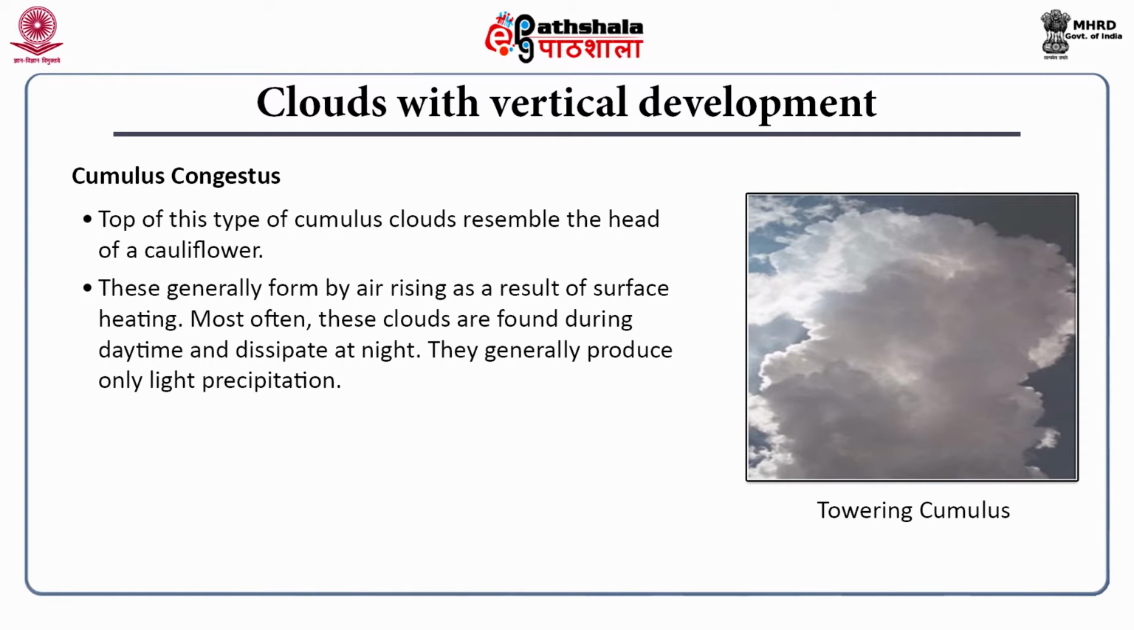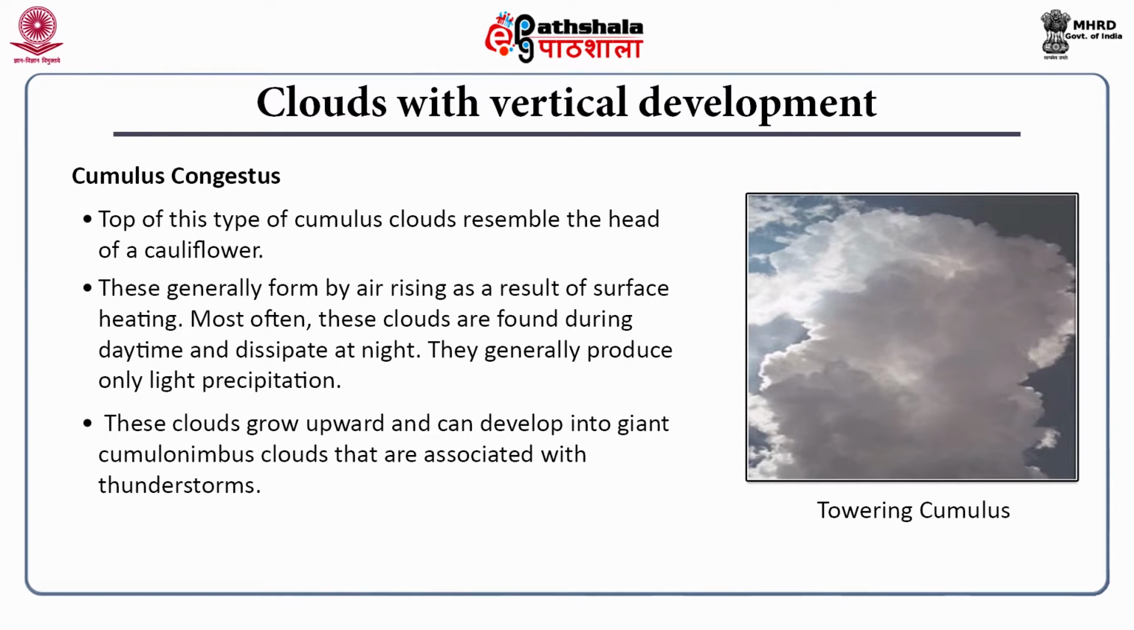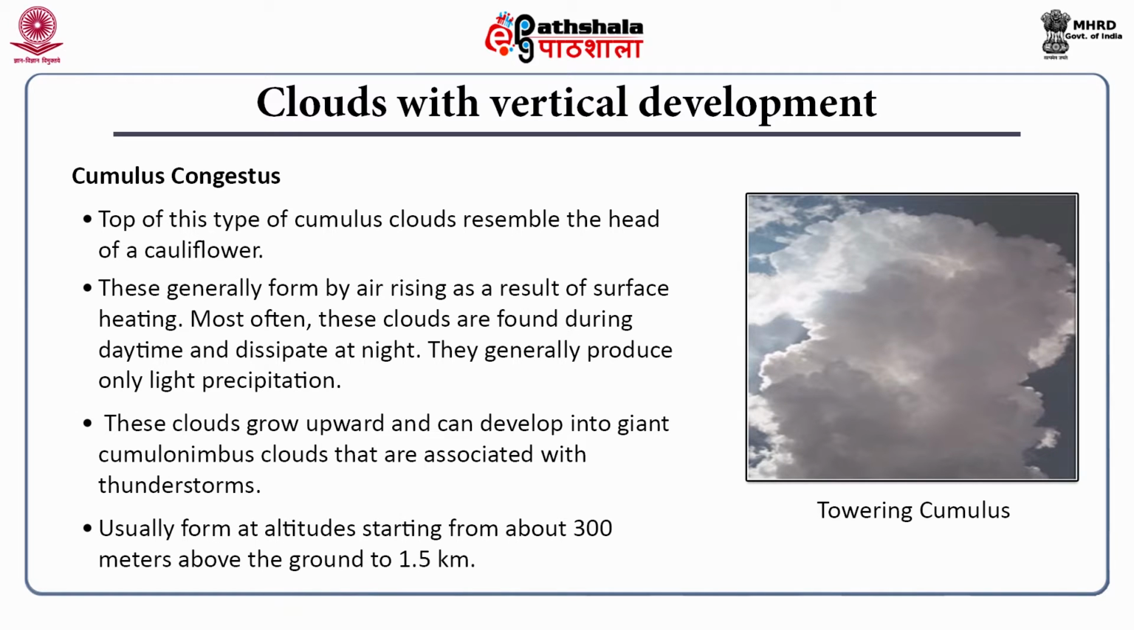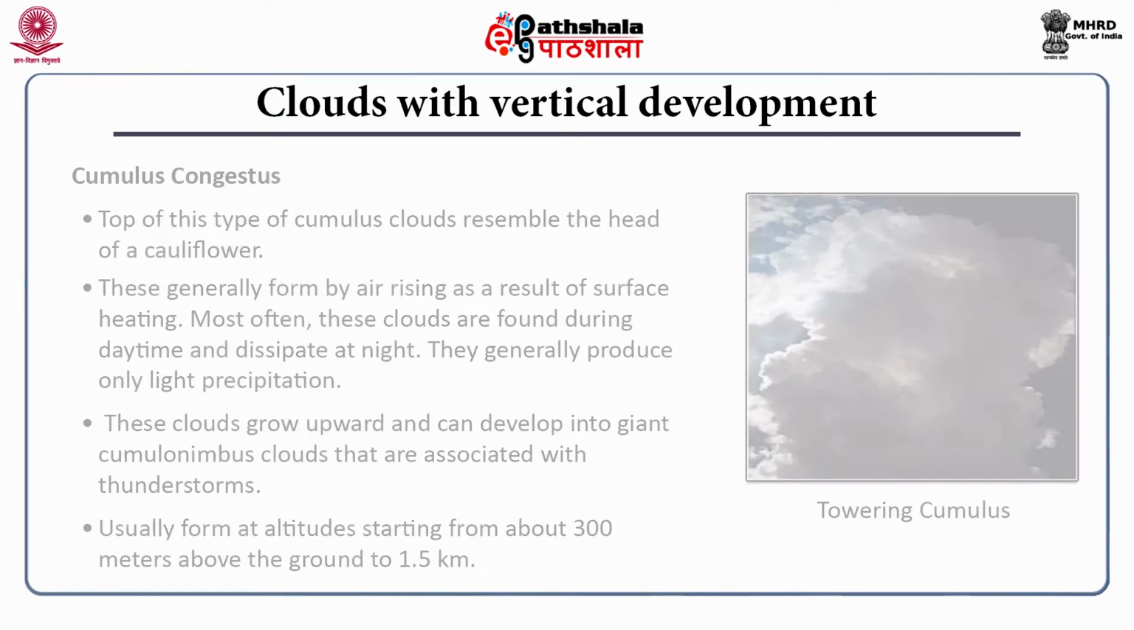These generally form by air rising as a result of surface heating. Most often, these clouds are found during daytime and dissipate at night. They generally produce only light precipitation. These clouds grow upward and can develop into giant cumulonimbus clouds that are associated with thunderstorms, usually forming at altitudes starting from about 300 meters above the ground to 1.5 kilometers.